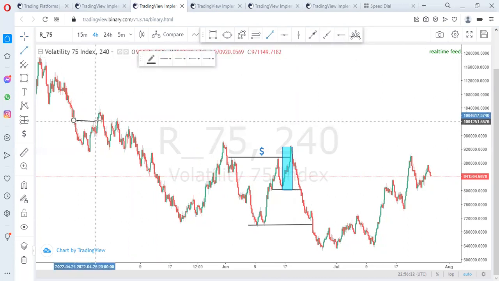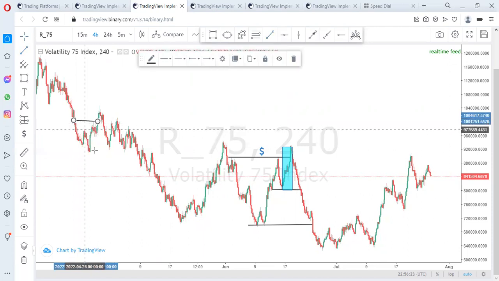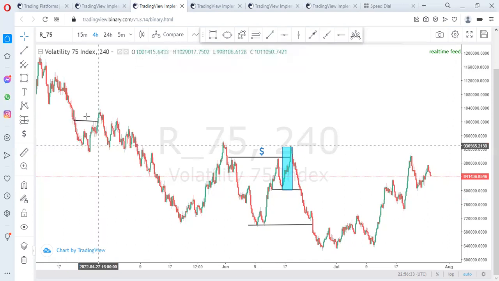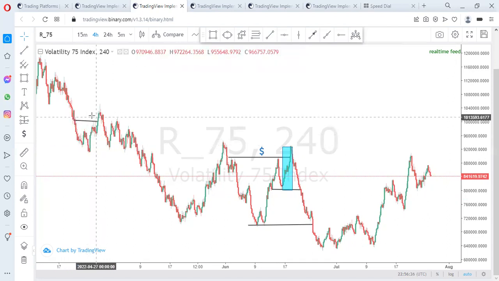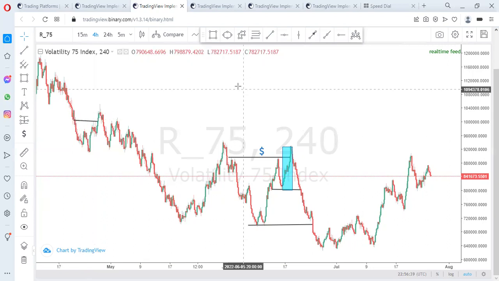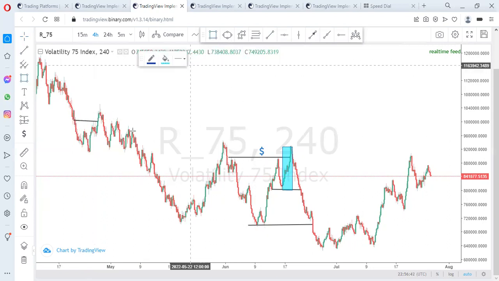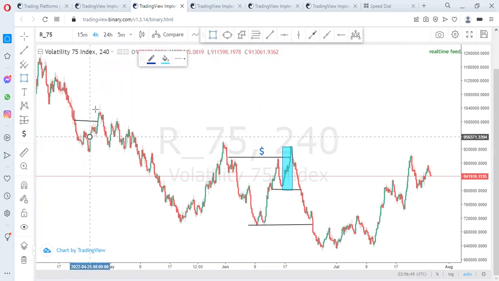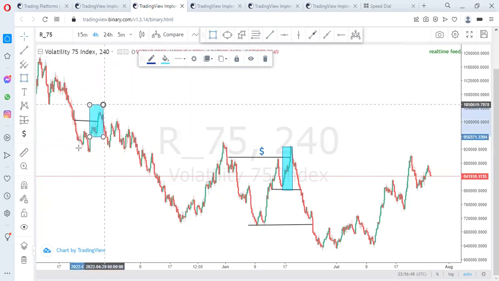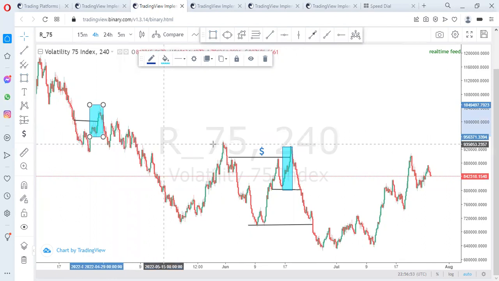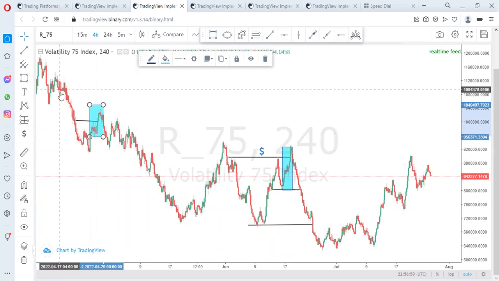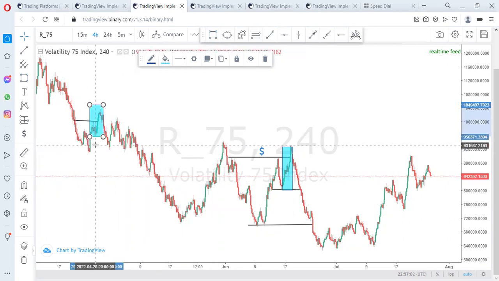Look at how price took out those people that got into selling early. Look at how this move eventually took them out. After taking them out, price eventually traded back into this area, before you see the drop. So the people that were selling early got taken out.